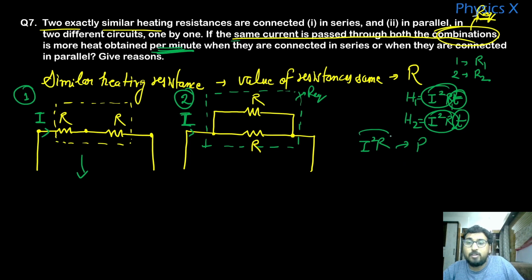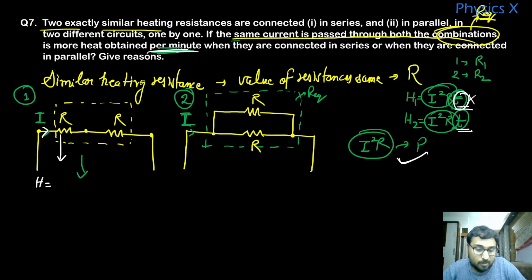That is I square R; in whichever case it is more, more heat will be produced in that particular case. Now let us consider here. So you can see this is a series combination. In this circuit, the current through this is I only. So what is the heat here? I am not considering time for the moment, or you can say if I am considering the power only, that will govern your heat generated, because the time we are considering is the same in both the cases. So I can consider the power also. In whatever case the power is more, the heat will be more.